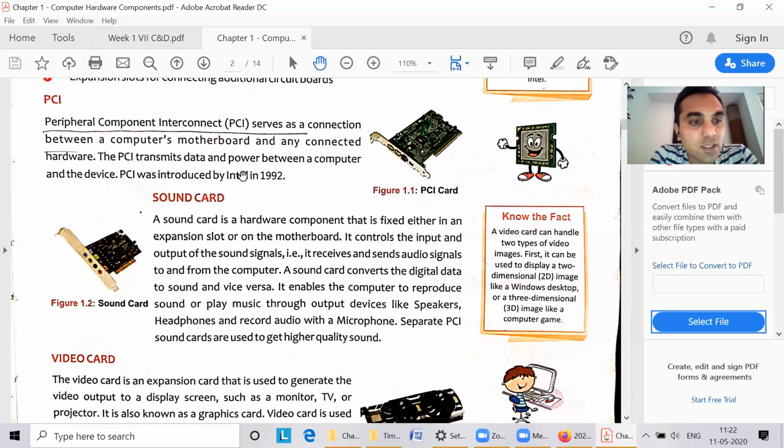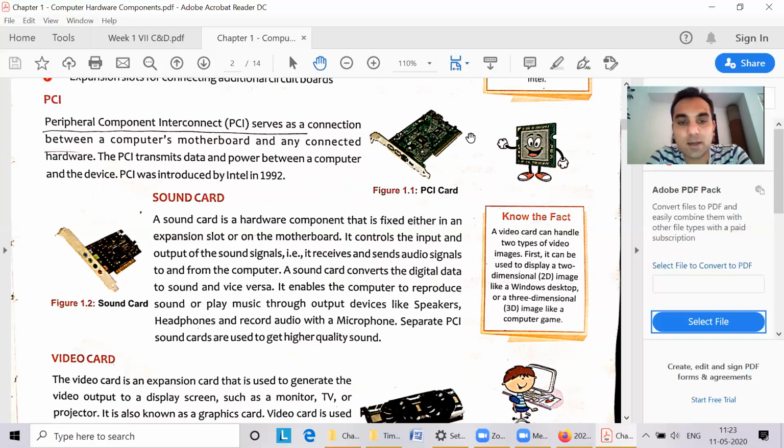Come to the PCI, that is peripheral component interconnect. PCI serves the connection between a computer's motherboard and any connected hardware. The PCI transmits data and power between a computer and the device. PCI was introduced by Intel in 1992. See here, this is the PCI card. If you want to connect some external peripheral, this card is used, where you will connect that peripheral to this card, and then the further processing will happen. The data will go to the processor, and the processor will process that data.